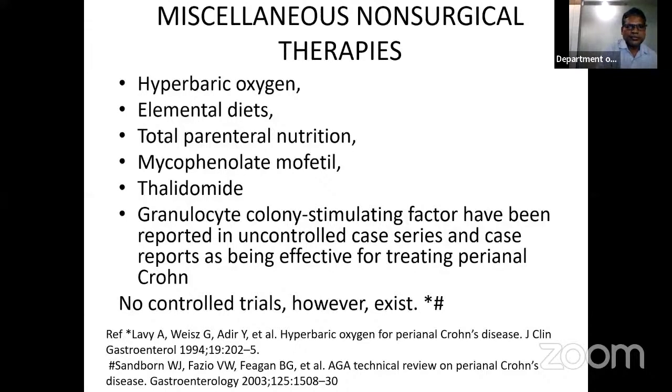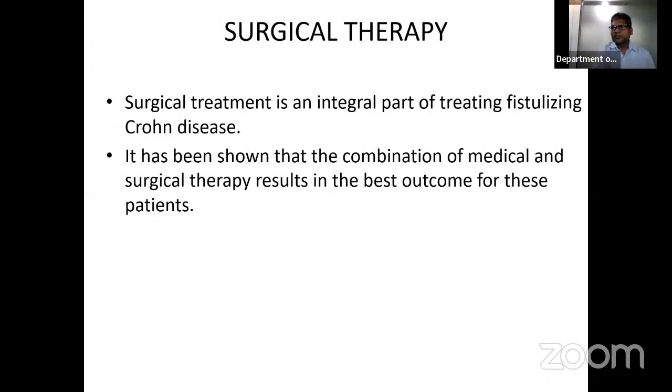in a proper way. Now, surgical therapy. Surgical treatment is an integral part of treating perianal Crohn's disease. It has been shown that the combination of medical and surgical therapy results in the best outcome for these patients.